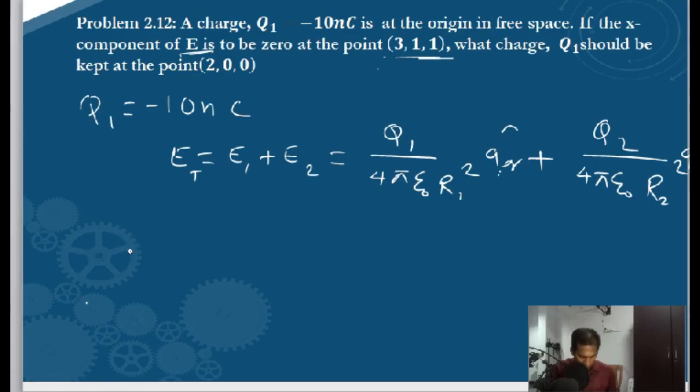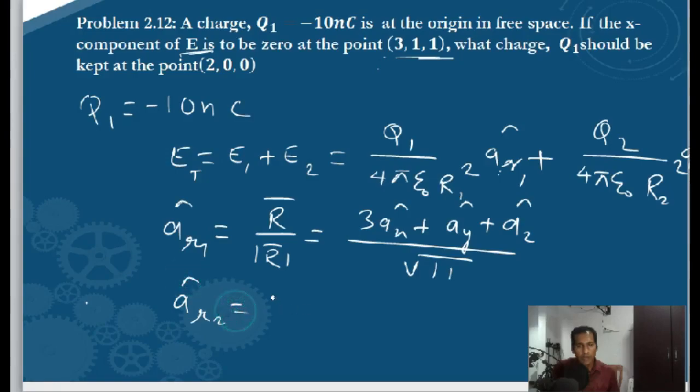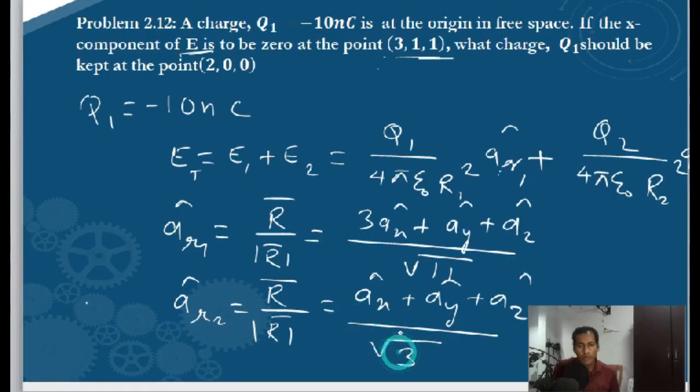So what is AR1 and AR2? Here, say AR1 cap is nothing but R bar by mod of R bar. R bar is 3 AX cap plus AY cap plus AZ cap divided by root 11. And what is AR2 cap? AR2 cap is equal to R2 by mod of R2. That value is nothing but AX cap plus AY cap plus AZ cap divided by root 3. Now we'll keep these values in AR1 and AR2. So let us see what we get.